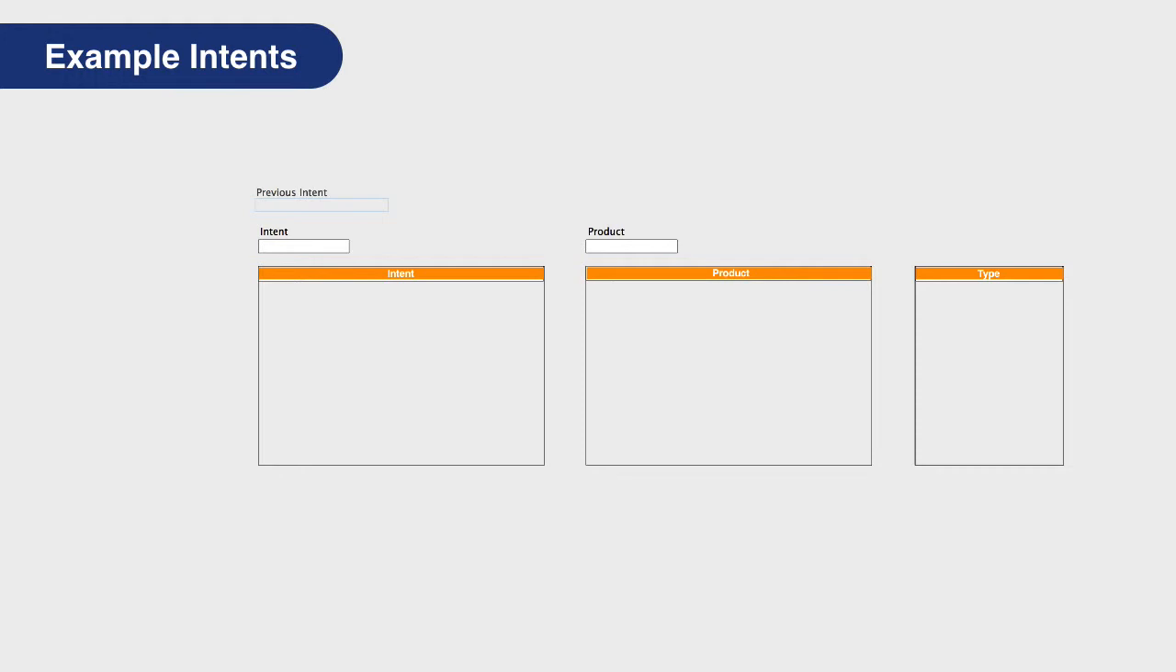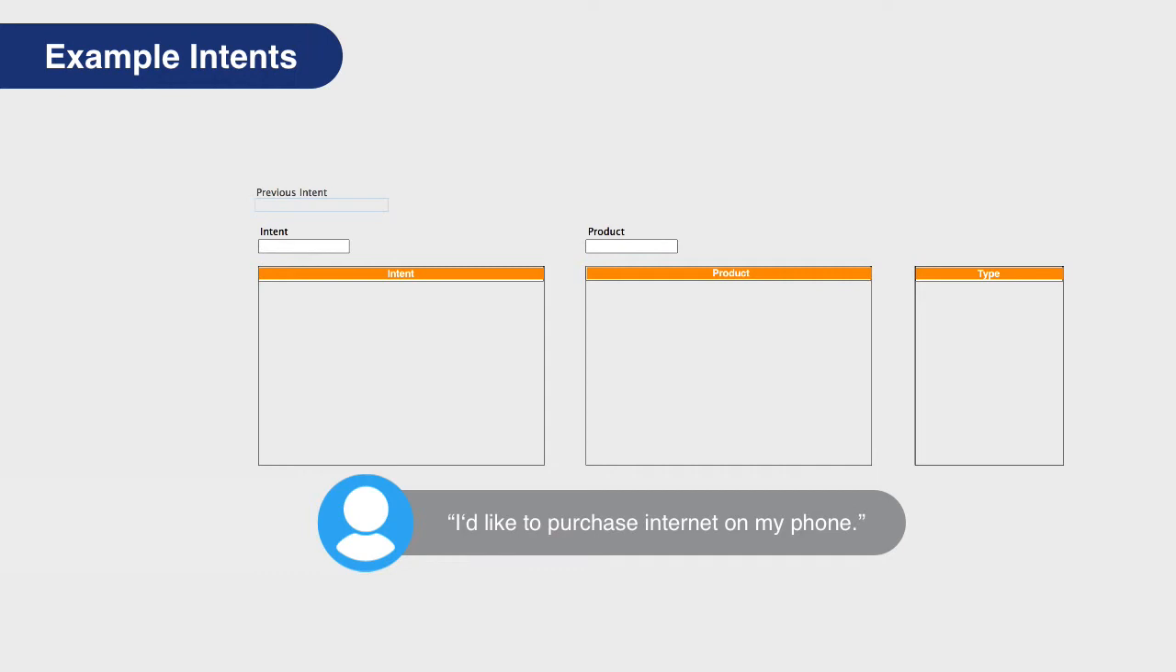Now, look at the breakdown of a few example intents and identify the intent, product, and type for each one. I'd like to purchase internet on my phone.